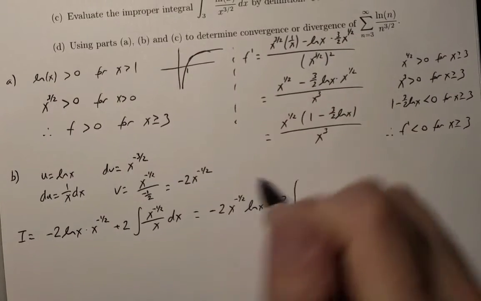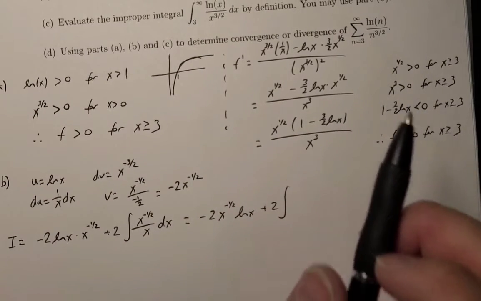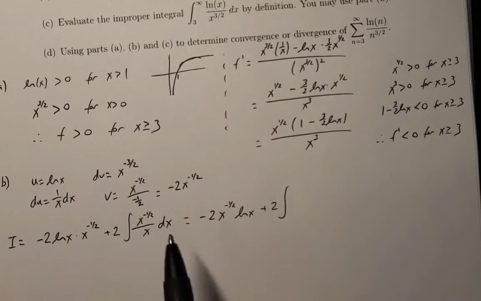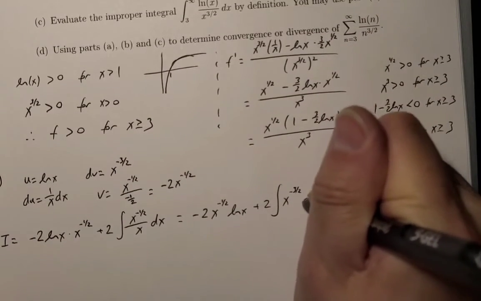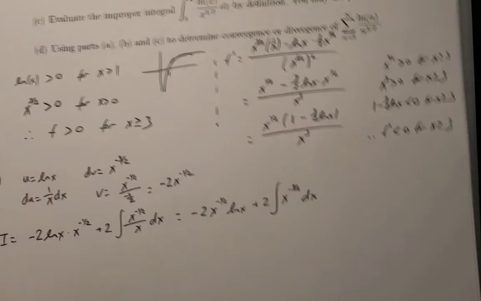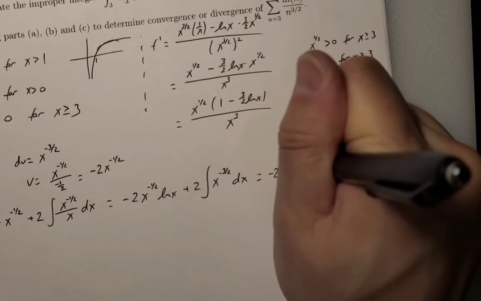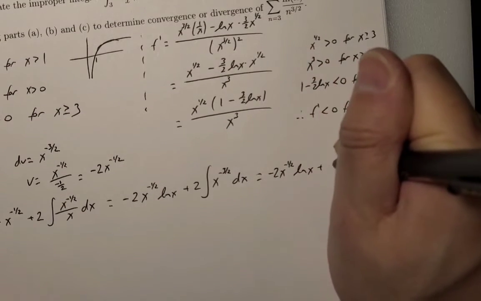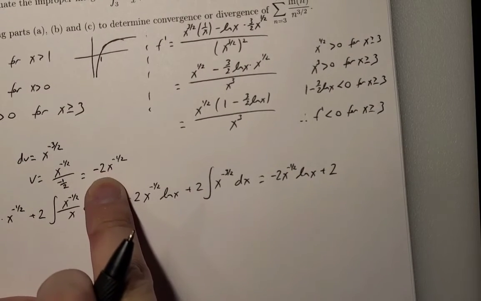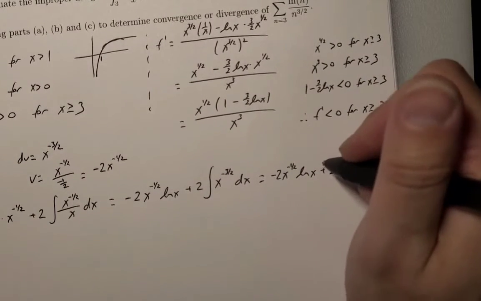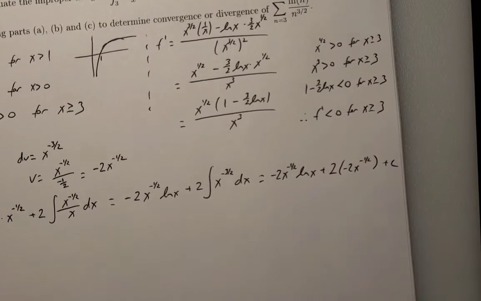Plus 2 integral, how does this simplify? Up here, we can subtract the powers, because we're dividing. So it would be x to the negative 3 halves dx. Okay, and this we can integrate. The first term remains the same. And actually, didn't we just find this integral? It's right over here. So it would be times minus 2 x to the minus half, plus c.